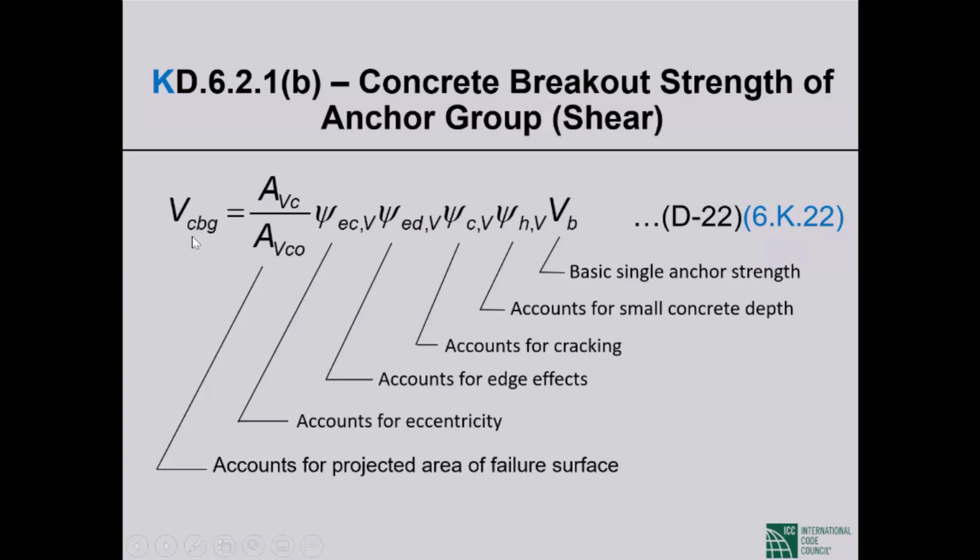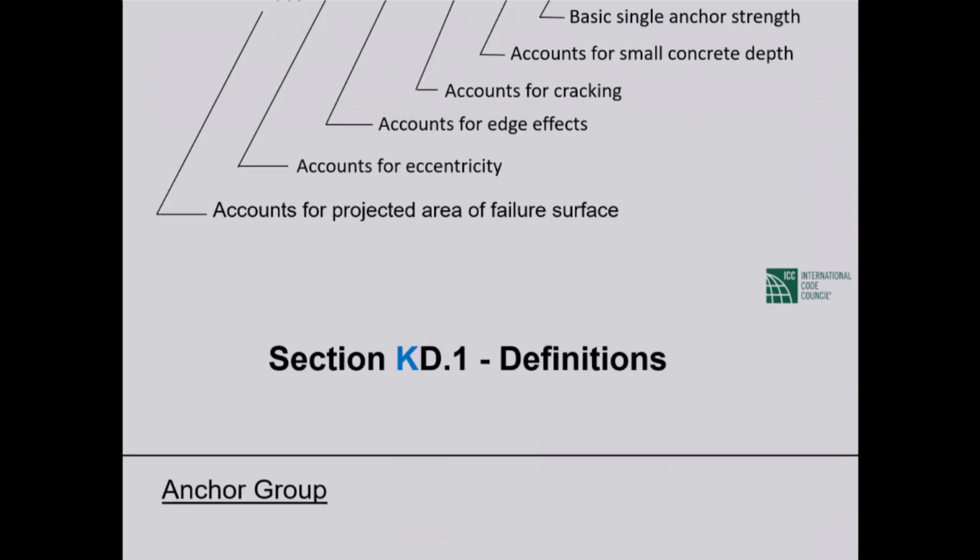shear breakout strength of a group of anchors. So A sub B now is the projected area of the failure surface of a group of anchors in shear, considering spacing between anchors and edge distance. A sub B0 is the projected area of the failure surface of a single anchor in shear, not considering edge effect or spacing. When it is a group, we have an additional correction factor for eccentricity of load application, eccentricity of shear application.